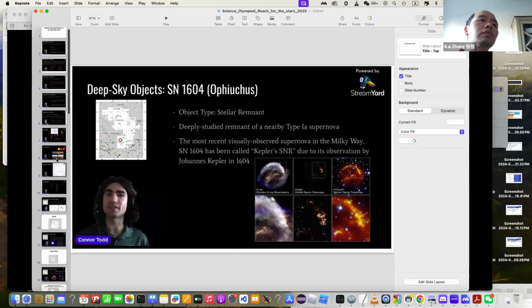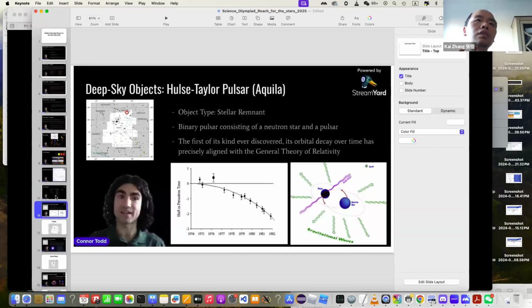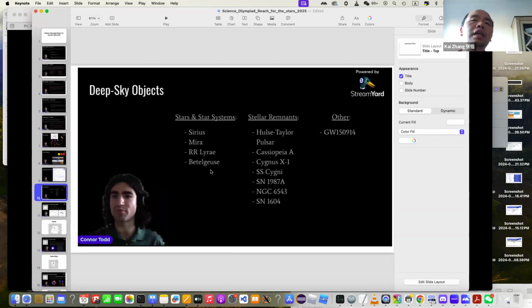And the later part of this is about the deep sky objects. So there are 12 in total, and they are basically classified into 3 classes. One is star and star systems, and the second is stellar remnant.